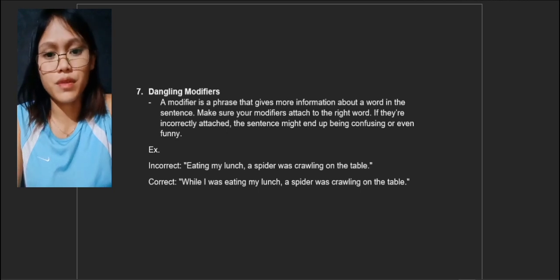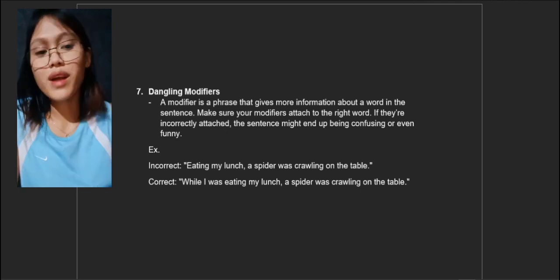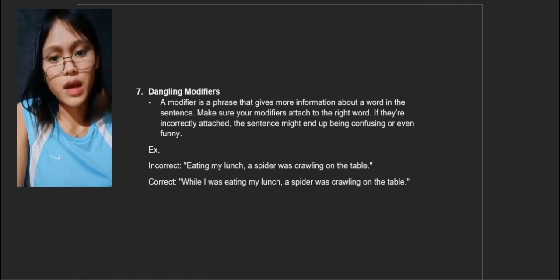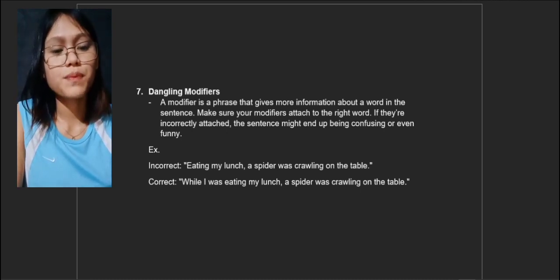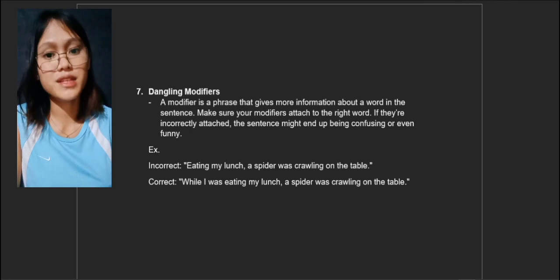Like, for example: eating my lunch, comma, a spider was crawling on the table. So it's very funny. The correct one for this is: while I was eating my lunch, comma, a spider was crawling on the table. So that's the correct order of the sentence.